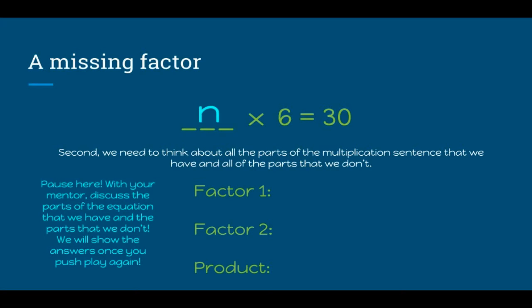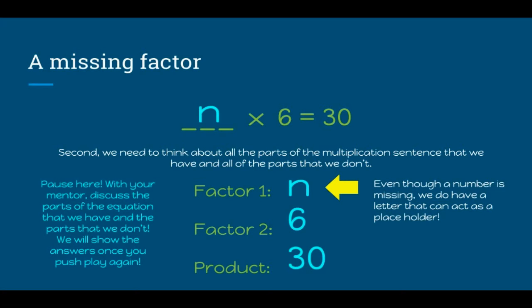The second thing we need to think about is all the parts of the multiplication sentence that we have and all of the parts that we don't. The first factor is represented by n. Factor 2 is represented by 6, and the product is 30. So we have factor 2 and the product, but factor 1 is missing. Even though it's missing, we do have a letter that can act as a placeholder.